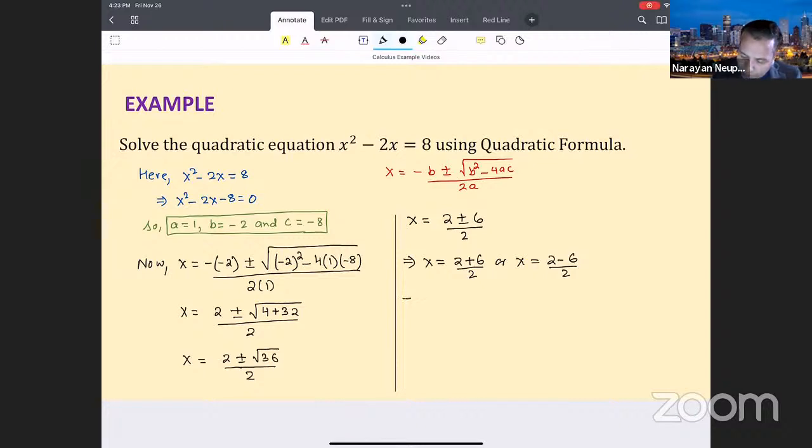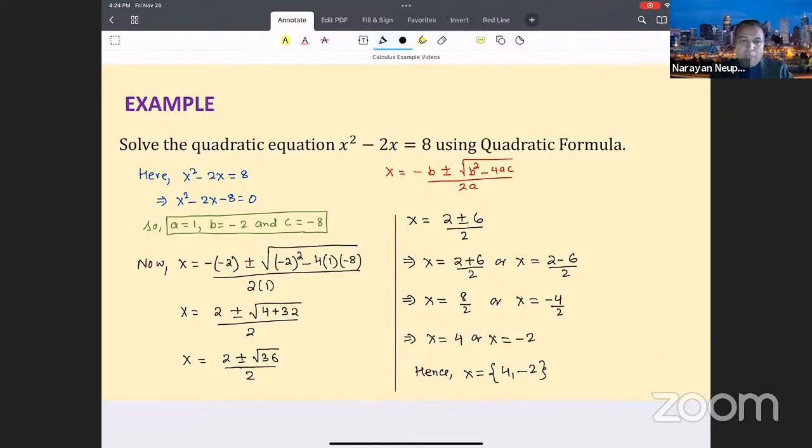So if we simplify this, x is equal to 2 plus 6 is 8 over 2. Or the other one is 2 minus 6, which is a negative 4 over 2. So that means what we are getting is x is equal to 8 divided by 2, that's 4. Or x equal to negative 4 divided by 2 is a negative 2. That means finally what we get is the two values of x. Hence the value of x is 4 or negative 2.